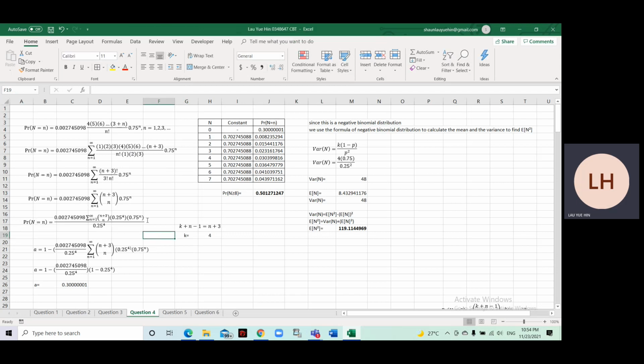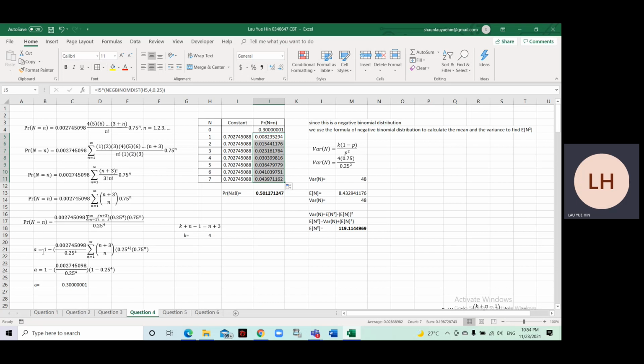So to get the probability of this, I use the negative binomial distribution formula, and this is the number of failures, this is the number of successes, and this is the probability of success. So when I enter, I'll get the probability, and then I'll put it down to 7, and then I'll get all the answers.